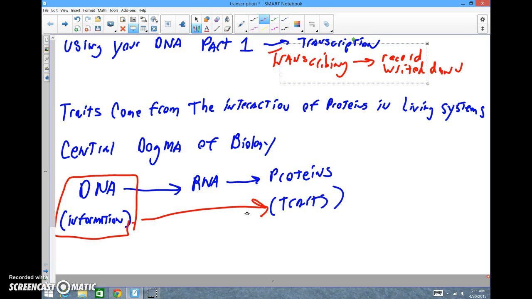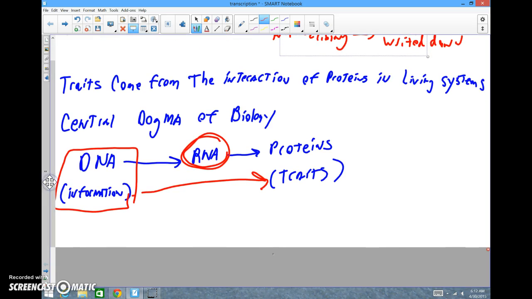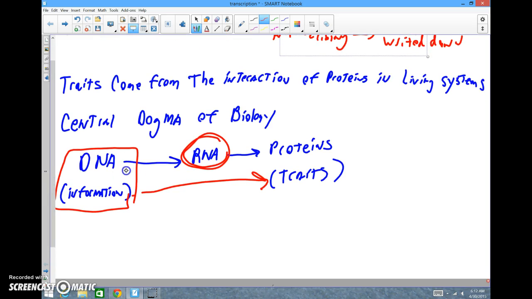And what we're going to start talking about today is how you get from that information to your proteins or your traits. And that's going to involve this middleman of RNA. And the first use of RNA is transcription. And this whole deal with transcription is actually taking this information in the DNA and writing it down.